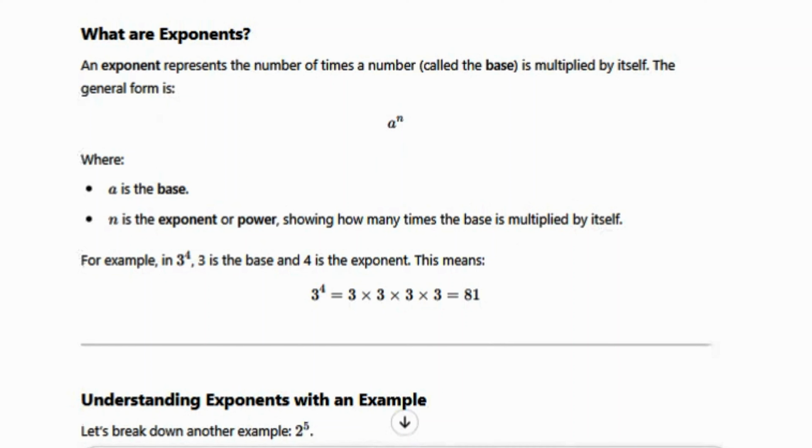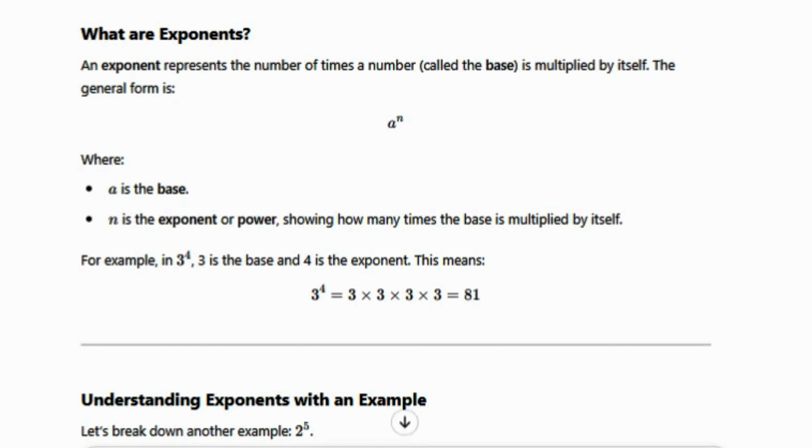An exponent tells us how many times the base number is multiplied by itself. It's written in the form a^n, where a is the base and n is the exponent, or the power, which tells us how many times the base is multiplied by itself. For example, in 3^4, 3 is the base and 4 is the exponent. This means 3 raised to the power of 4 equals 3 × 3 × 3 × 3 equals 81. So 3^4 is equal to 81.